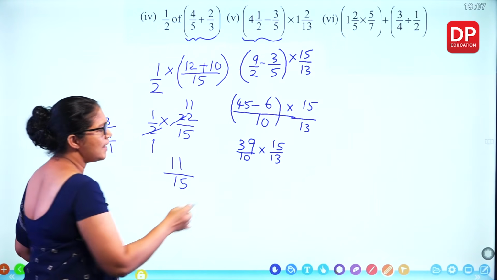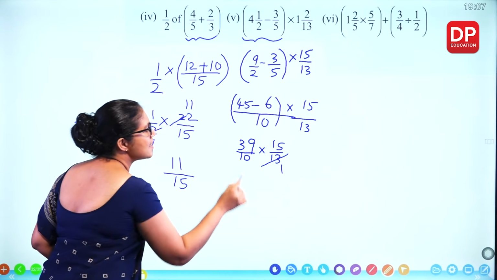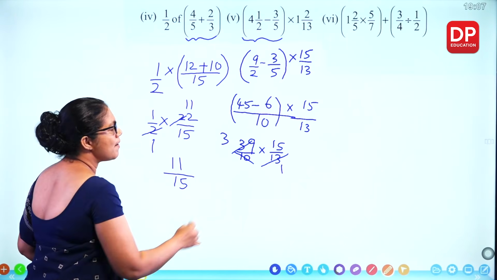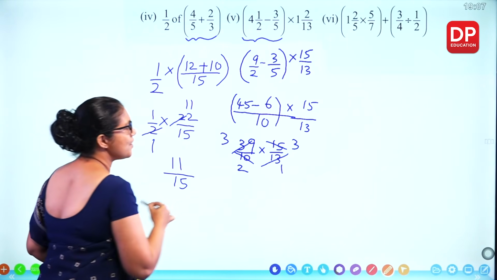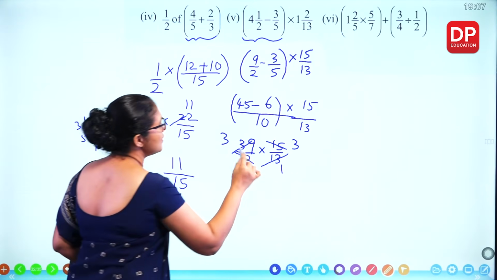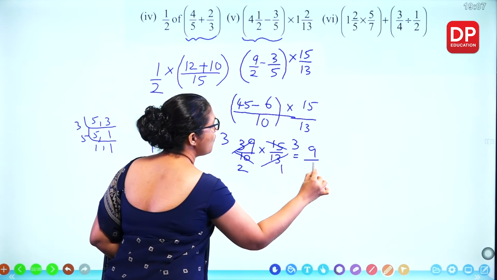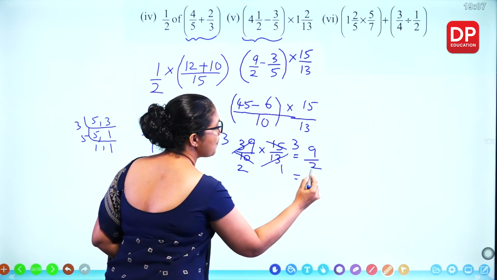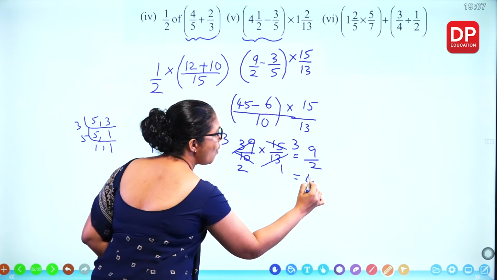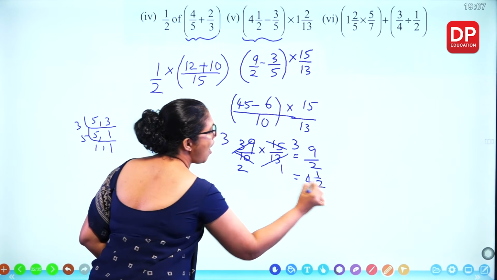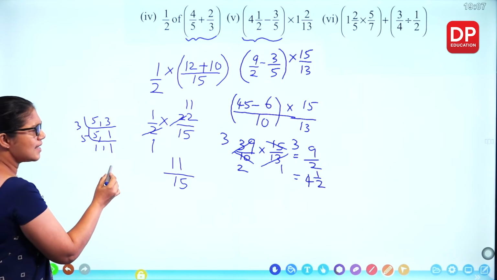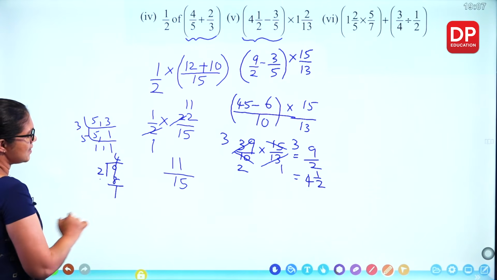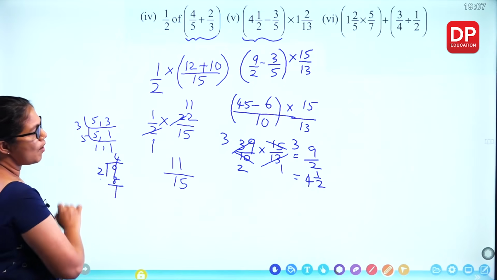Now try to simplify. Can you see? 39 is 3 times bigger. You can divide by 5, 2 and 3. So what's the final answer? 3 times 3 is 9 over 2. Or you can write it as a mixed number. How many 9s? 4 and a half. So how did I get that? 9 divided by 2. 2 times 4, 8. Straight away I can write 4 and 1 over 2.